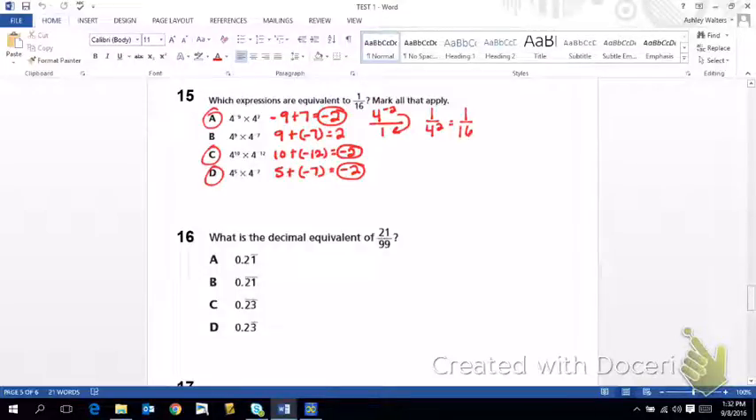In number 16, we want to know what decimal is equivalent to 21 over 99. You can do 21 divided by 99, or you could recognize that 2 nines tells you that 2 digits will repeat, which means that we will have the repeating pattern 21, 21, 21, which is told to us in B.